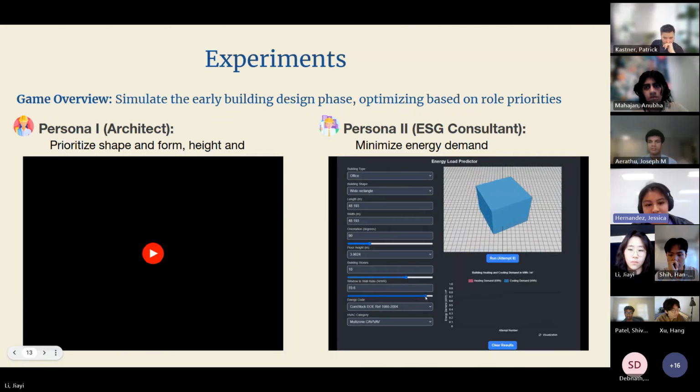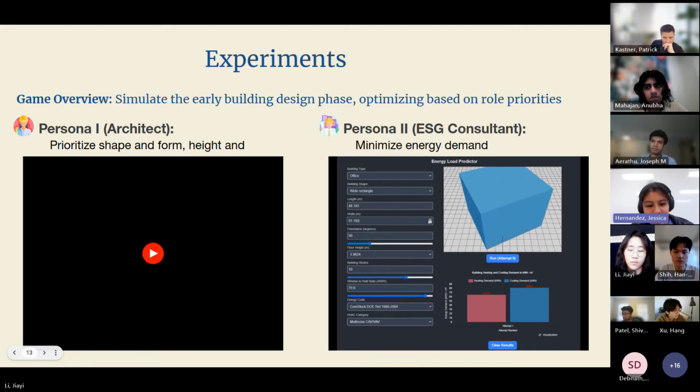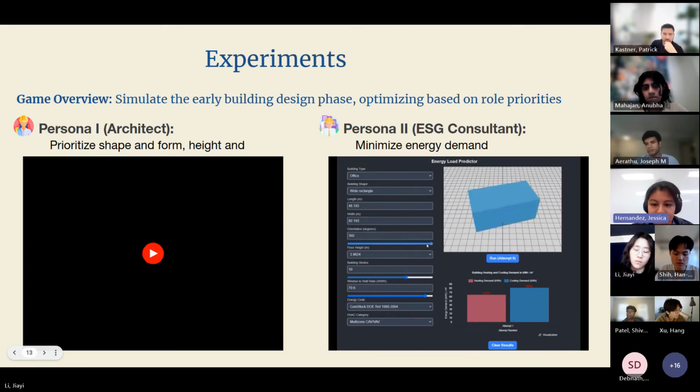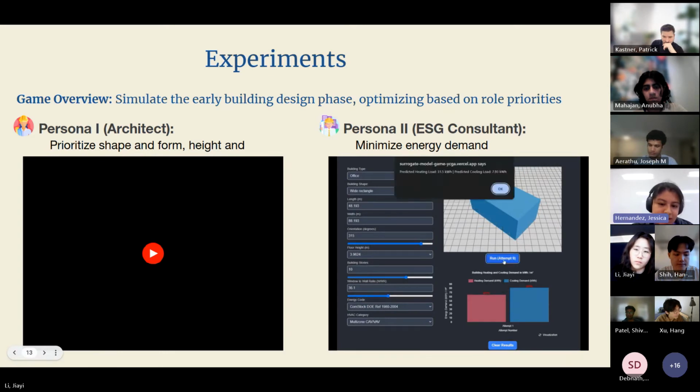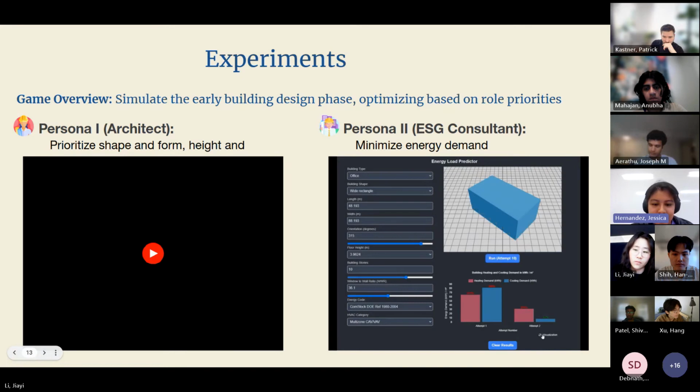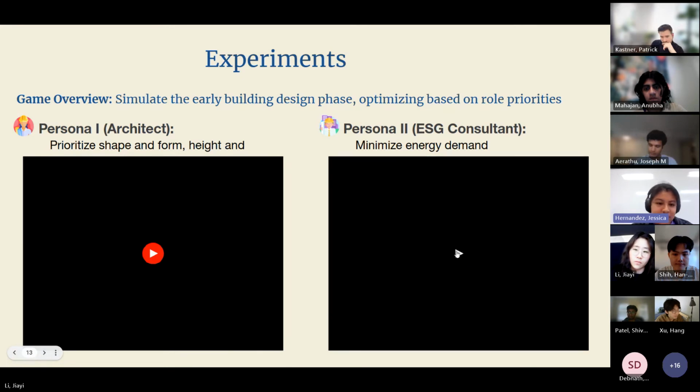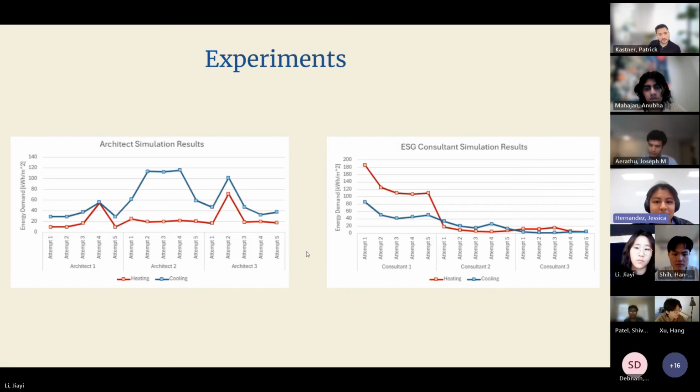And on the right, we have the ESG consultant. With the ESG consultant, I'm basically focused on minimizing energy consumption. Here, I think initially we have a high window to wall ratio just to get a baseline. Then we change it to a rectangle, and then we decrease the window to wall ratio. We can see that the heating load and cooling load decrease significantly. That's an example of how I would use this tool. So these are the experiments.